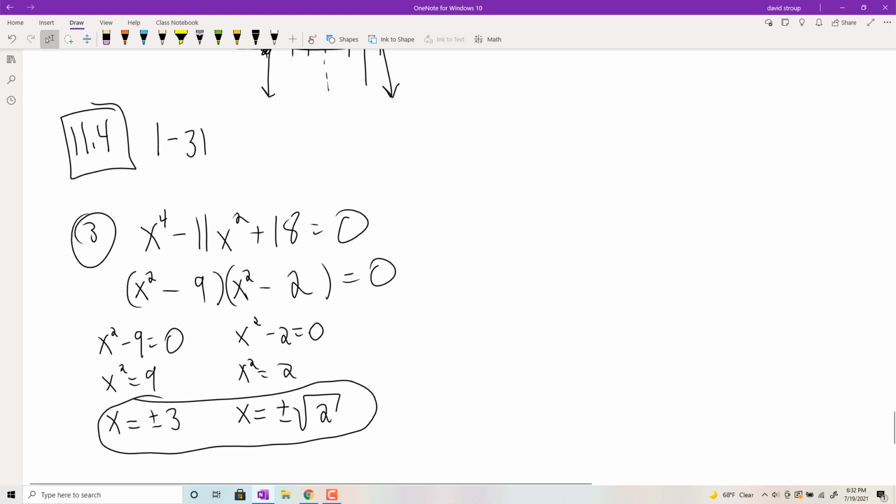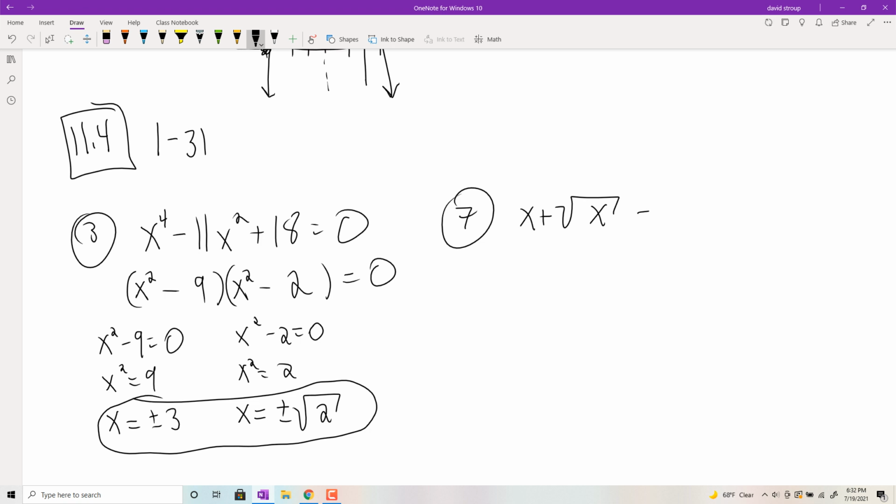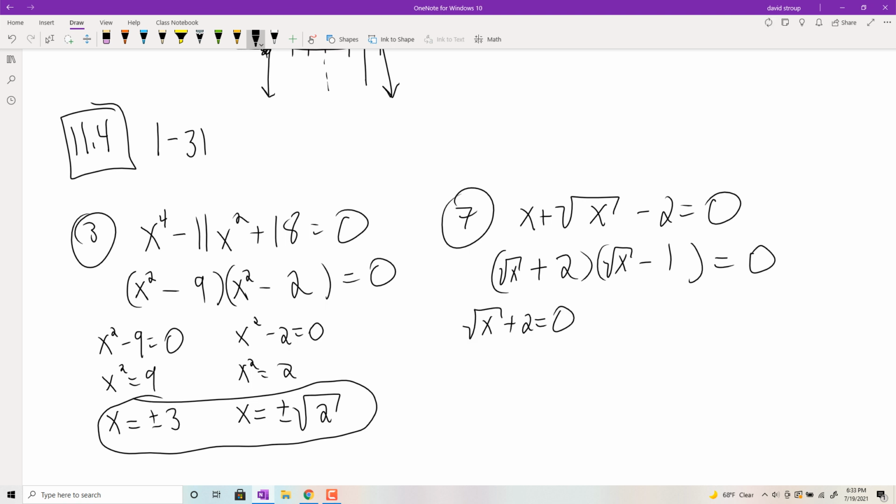You don't really have to check these or anything, except when you get a square root, like number 7. This would be one of the ones where you would have to check. So again, it's quadratic form, so what times what is x. So basically square root x times square root x, and then it's like plus minus. You want the bigger number to be positive, and then set each equal to 0. And of course, these are radical equations.